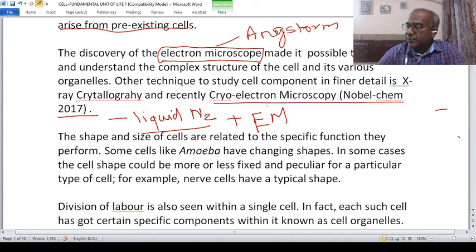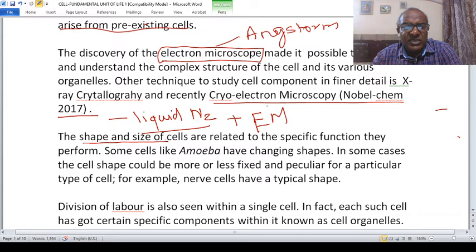Now moving on to the shape and size of the cell. The shape and size of the cell is related to the function performed by them. Depending on the function, the shape and size of the cell would be variable. For example, the cells in the digestive system have one function, and the cells of the excretory system, for example the kidney, have another function.